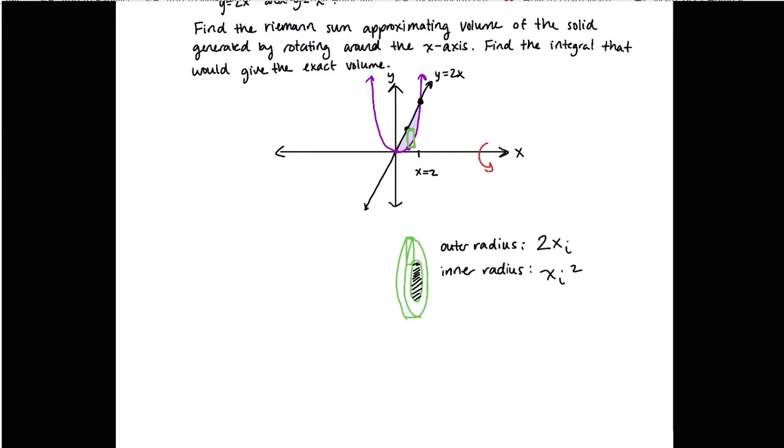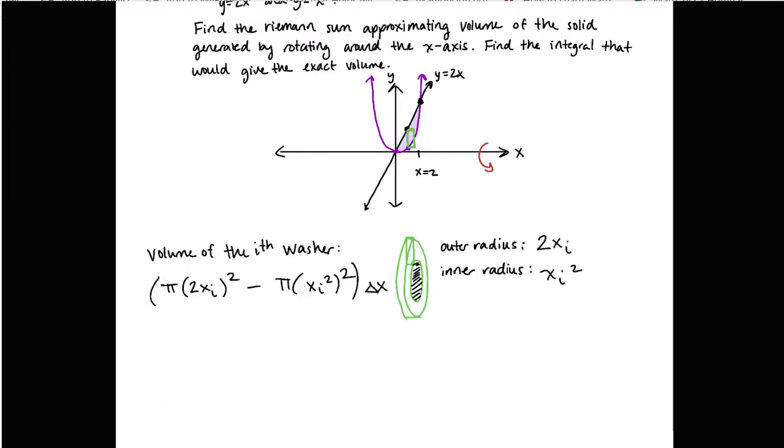Okay, so then when we go to formulate our volume of the ith washer, we have pi times 2x sub i squared minus, so that's the area of the big circle, and then we're going to take away the area of the small shaded black circle, which is pi times x sub i quantity squared, pi r squared, and then multiply that by the thickness, which is delta x.